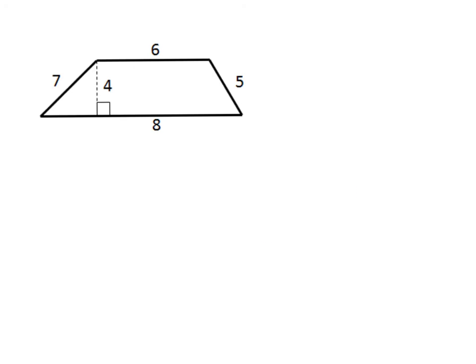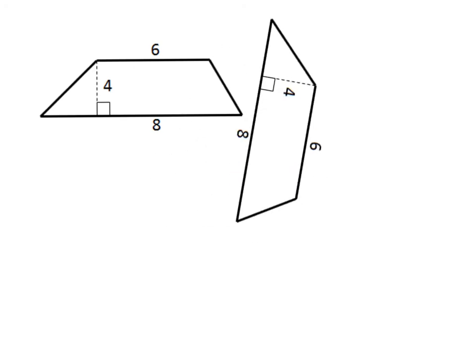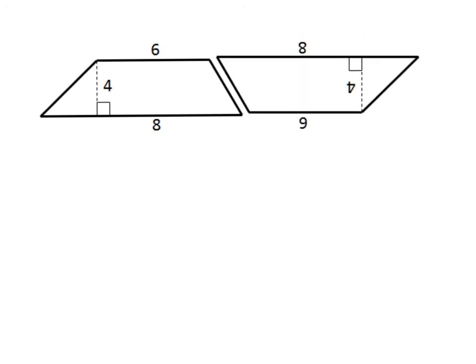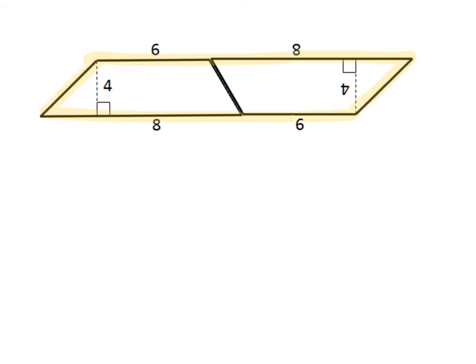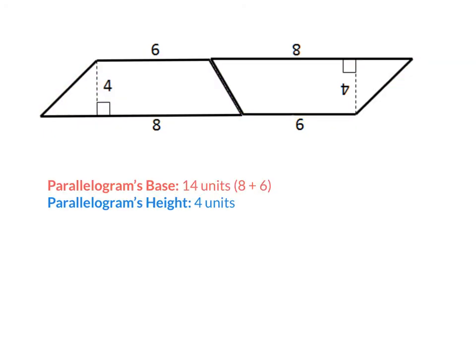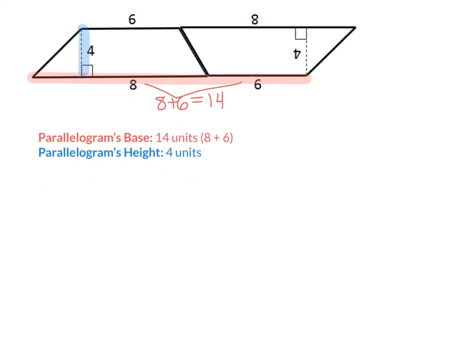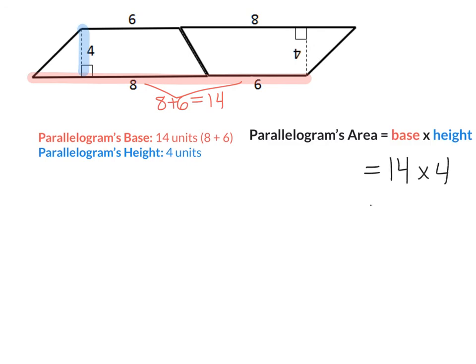Therefore, let's duplicate the trapezoid and rearrange the trapezoids to form a parallelogram. Then we can divide the parallelogram's area by 2, which is equivalent to the area of one trapezoid. The base of the parallelogram would be 14 units. The height of the parallelogram would be 4 units. Here is the work and the total area of the parallelogram. The total area of the parallelogram is 56 units squared.